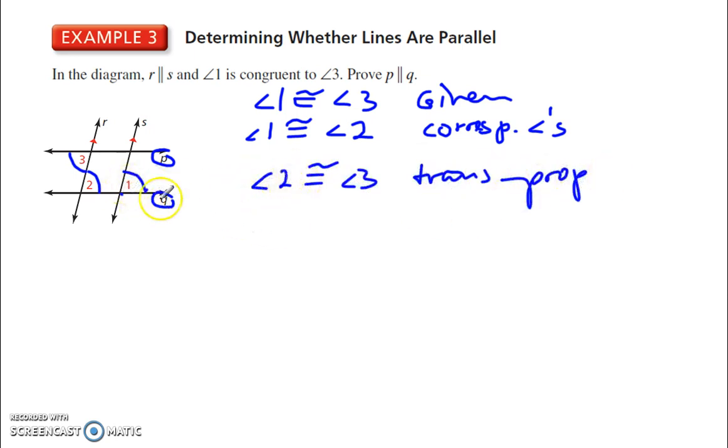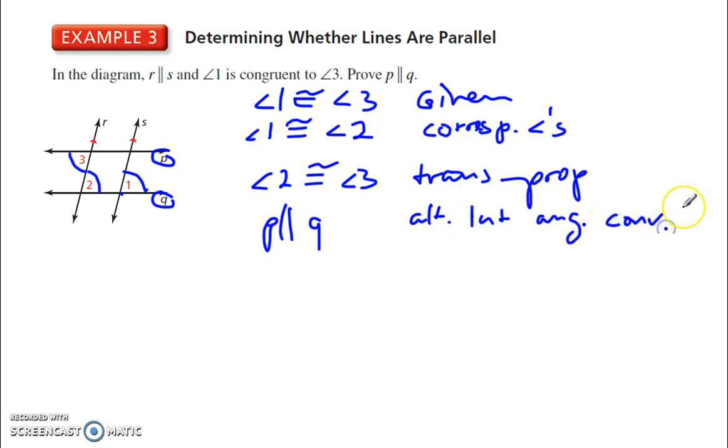And so, if angle 2 is congruent to angle 3, then the line P must be parallel to line Q because of alternate interior angles. Alternate interior angle converse.